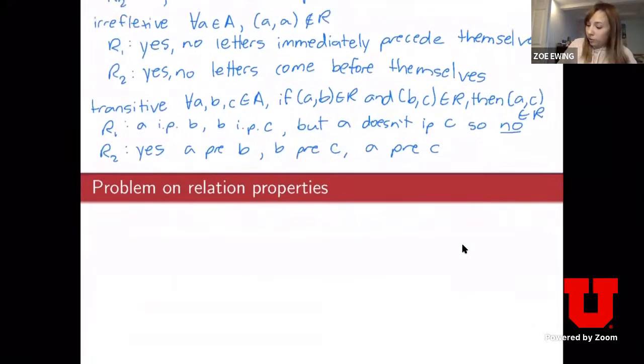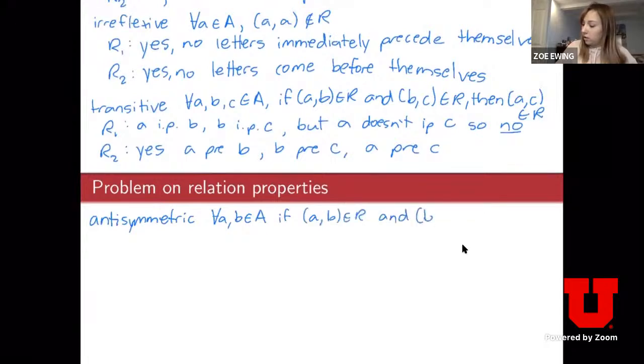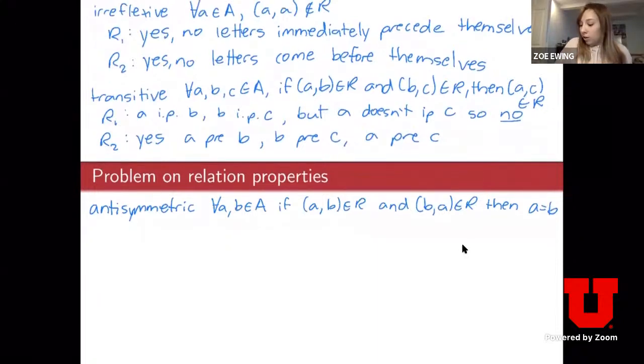Okay, one more, which is antisymmetric. The definition of antisymmetric is that for every A and B in the set, if AB is in the relation and BA is in the relation, then A does equal B. Sorry about that. So that basically means that A can't point to B and B point to A unless they're the exact same element. All right. Is R1 antisymmetric?